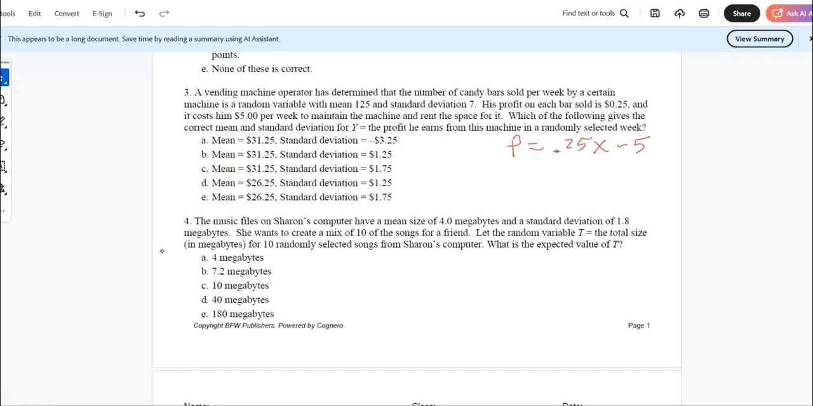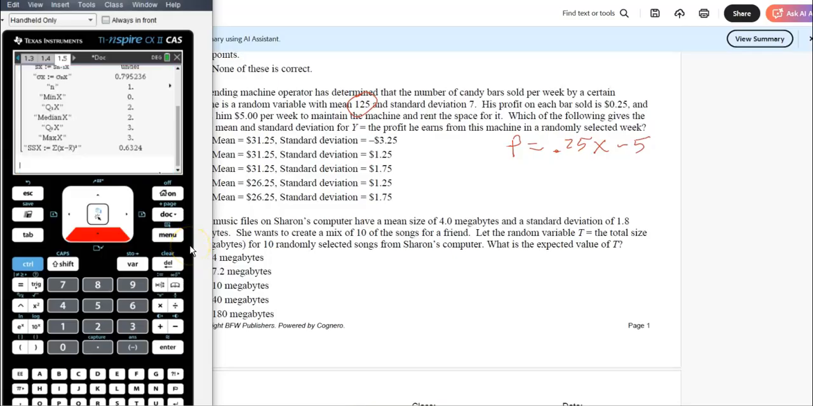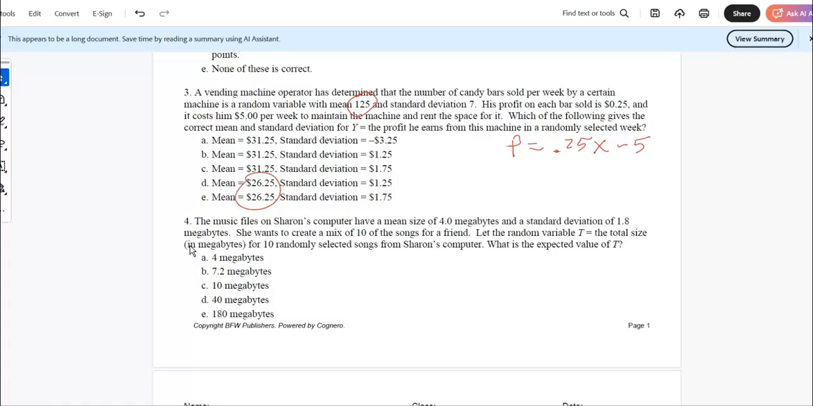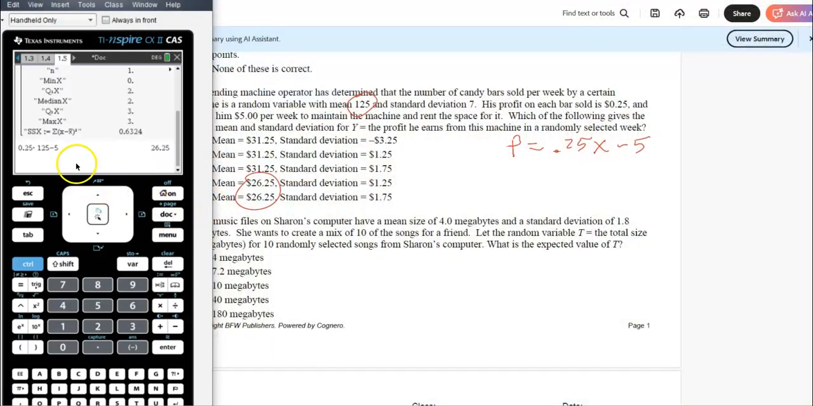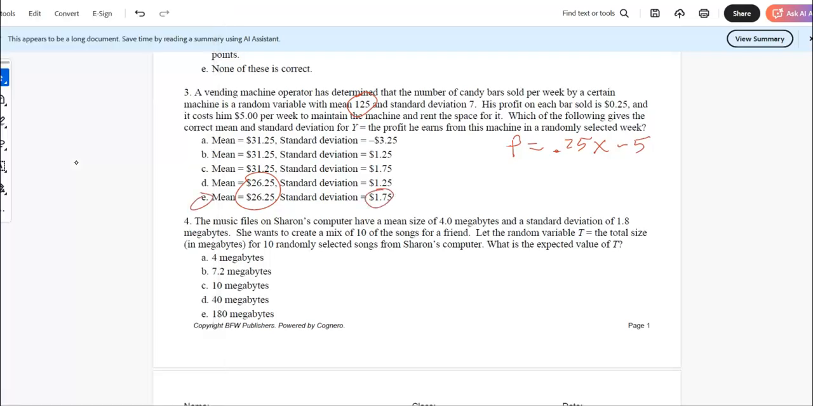So let's apply the mean to that. Do both multiplying and subtracting affect the mean? I think they do, right? So you would do 0.25 times 125 minus 5. 26.25, looking at these guys, and does multiplying and subtraction affect standard deviation? Absolutely not, only multiplication. So it would be 7 times 0.25, which is 1.75. So it's got to be E.